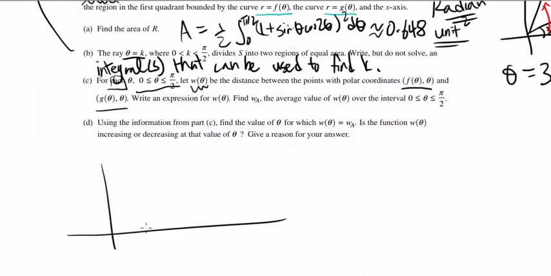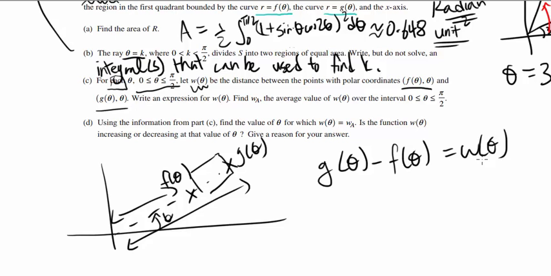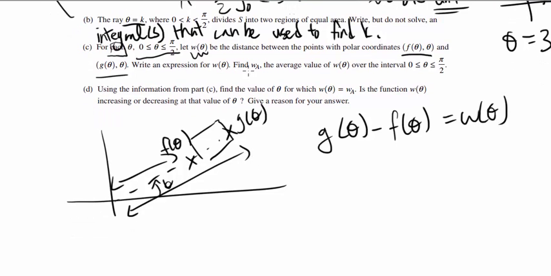So what's going on? If you pick some theta between 0 and pi over 2, you got some f of theta, which is this distance, and you got some g of theta, which is the distance all the way. So the distance in between these two is simply going to be g of theta minus f of theta. That's going to be w of theta. And you should plug in the respective functions for each of them. Now, find the average value of w of theta over the interval from 0 to pi over 2.